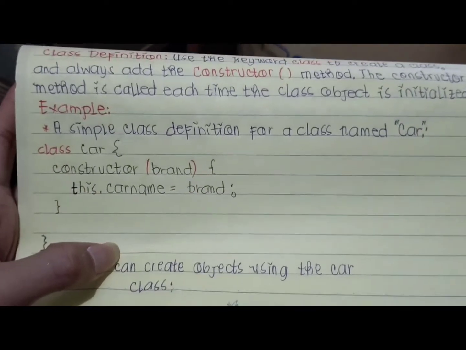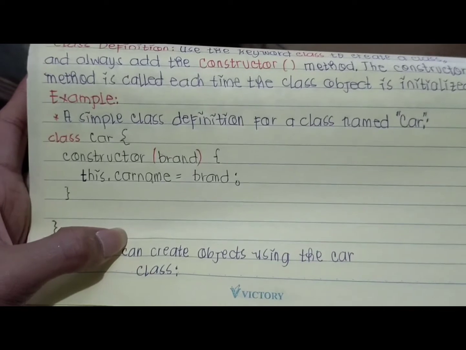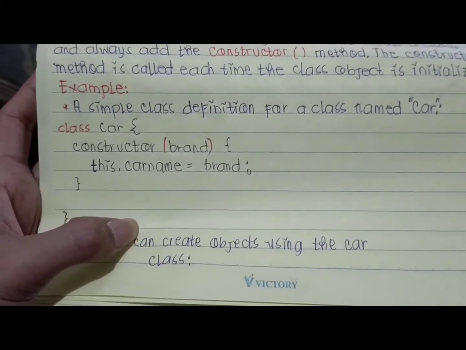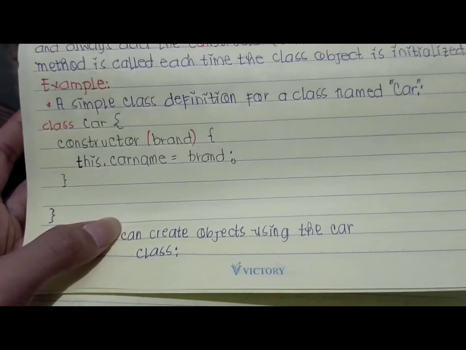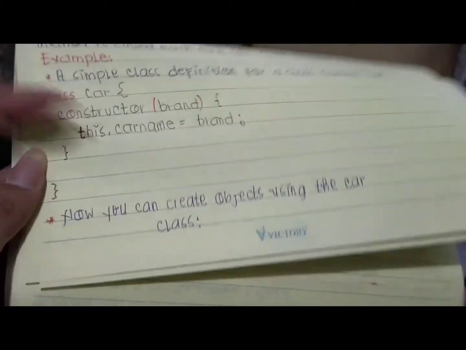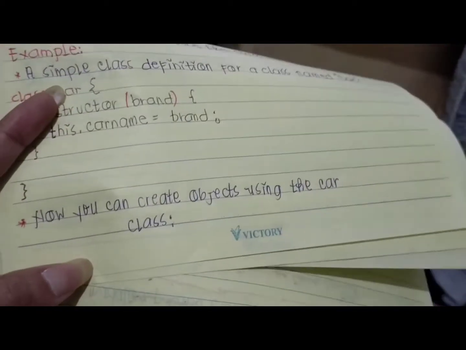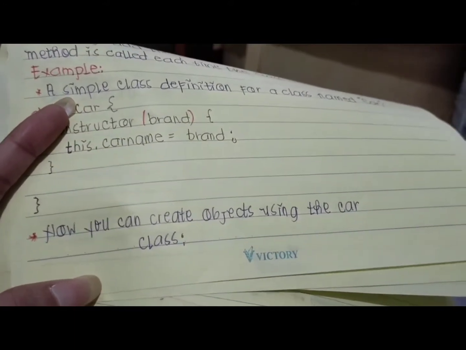Example, a simple class definition for a class named Car: class Car { constructor(brand) { this.carname = brand; } }. Now, you can create an object using the Car class.